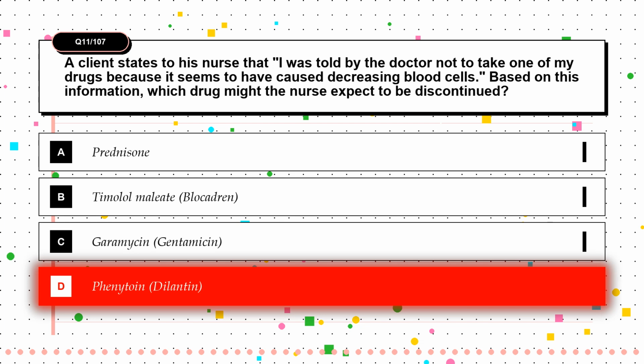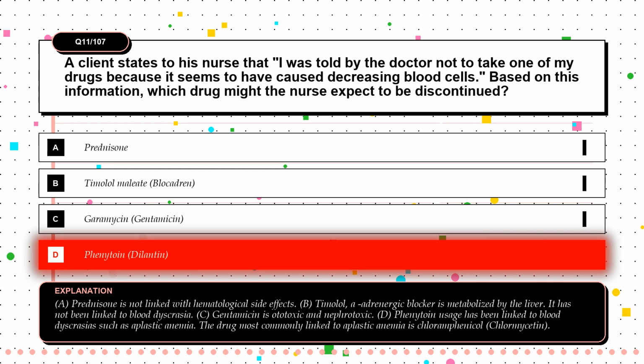The correct answer is option D. Phenytoin, Dilantin. A. Prednisone is not linked with hematological side effects. B. The timolol, a beta-adrenergic blocker, is metabolized by the liver. It has not been linked to blood dyscrasia. C. Gentamicin is ototoxic and nephrotoxic. D. Phenytoin usage has been linked to blood dyscrasias such as aplastic anemia. The drug most commonly linked to aplastic anemia is chloramphenicol, Chloromycetin.